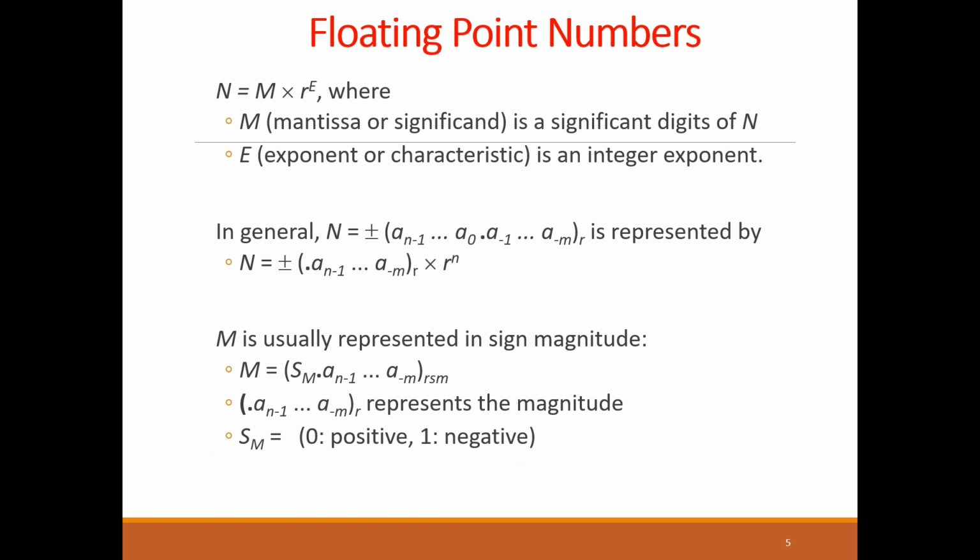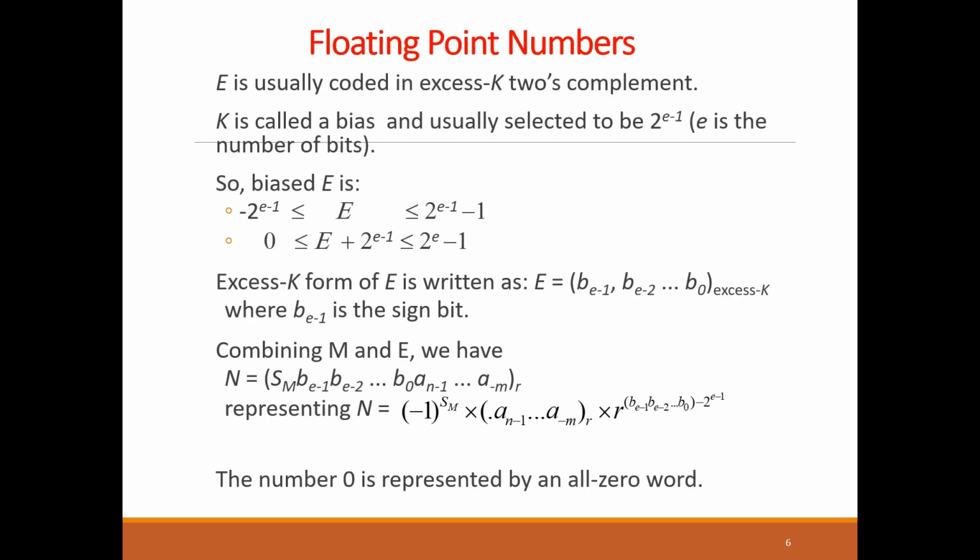Now the exponent will be some excess K representation. So E is usually coded in excess K 2's complement. K is also called a bias. And what is K? How many bits for K? K is selected to be 2 to the power e minus 1, where e is the number of bits to represent the exponent.